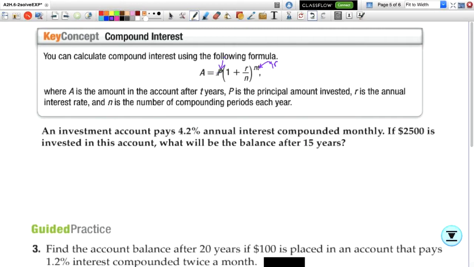It's where you start. And then on the inside here, it's 1 plus R, which is your annual interest rate. So if you get 3% interest, you would do 0.03. And N is the number of compounding periods each year. So if they say it's compounded monthly, that means they do this calculation every month. We would put 12 in for N. If they do it every quarter, that would mean they do it 4 times a year. Or if they do it annually, they would do it 1 time a year, and you would use those values for your N.